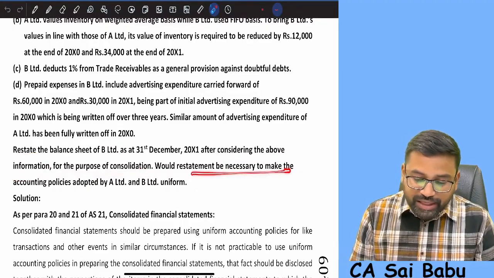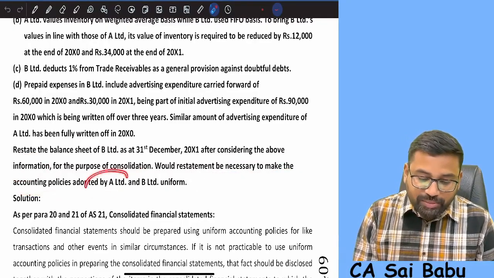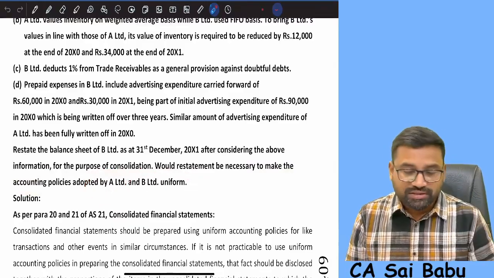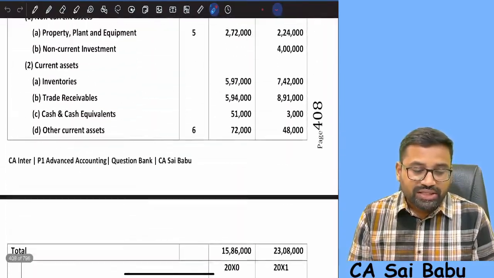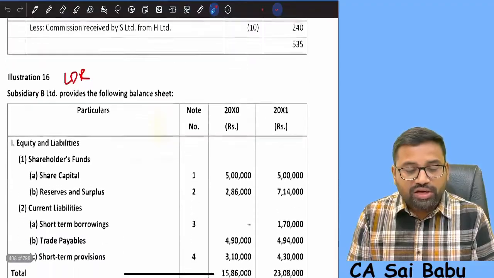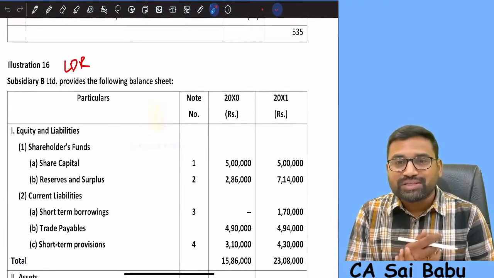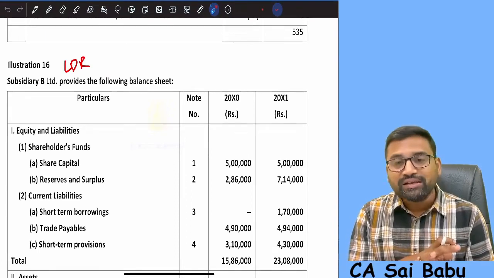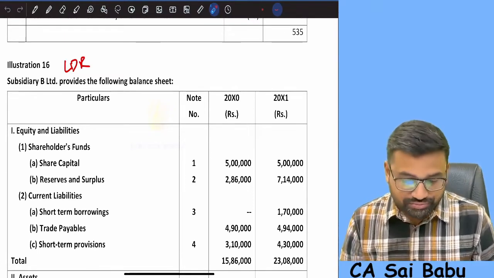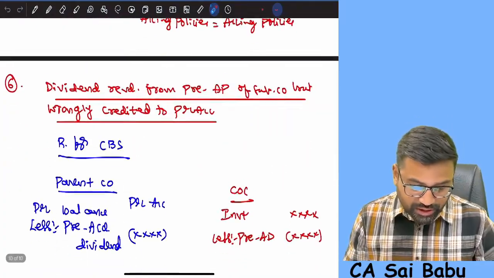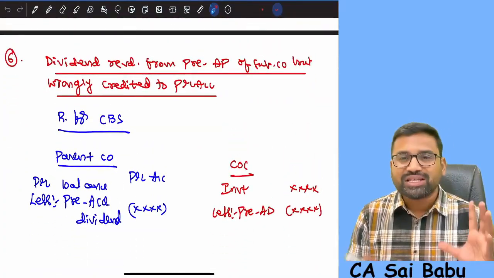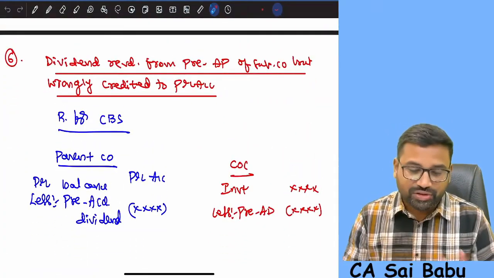Would restatement be necessary to make the accounting policies adopted by A Limited and B Limited uniform? Yes. Whenever you are doing consolidation, if the subsidiary company accounting policies are not in accordance with the parent company accounting policies, first you need to convert the financial statements of the subsidiary into the parent's policies and then consider it for consolidation. Okay. So these are the important adjustments. Sixth one I already covered. These are a few important adjustments in consolidation chapters.